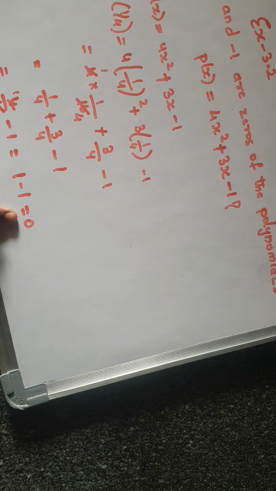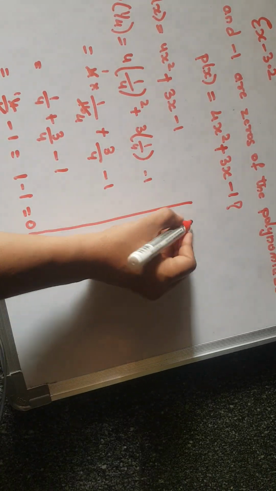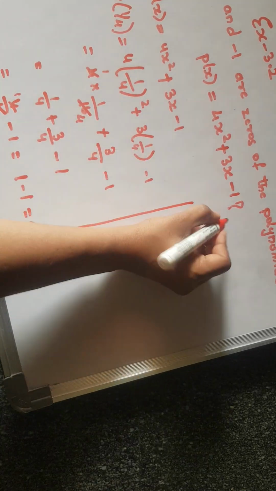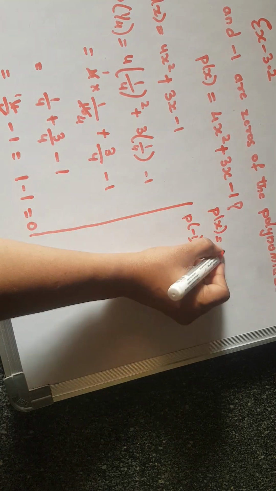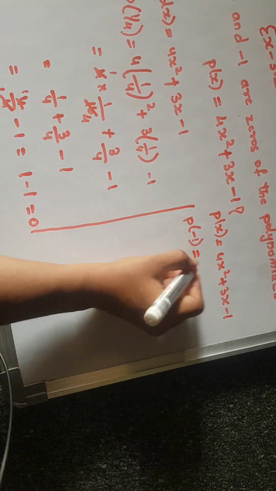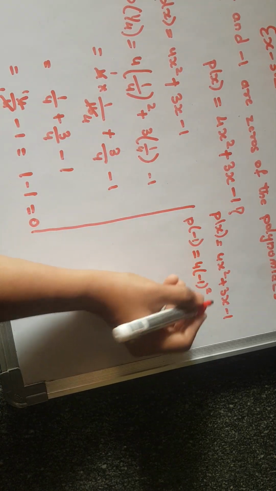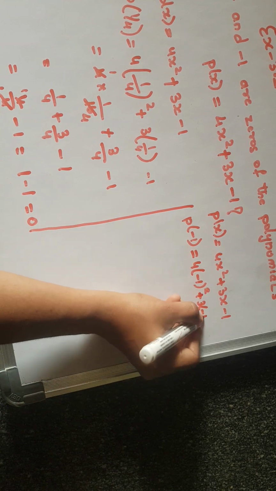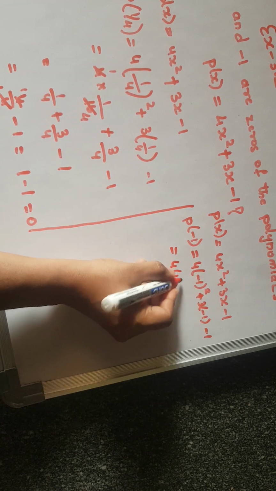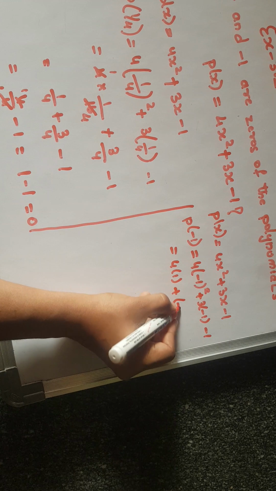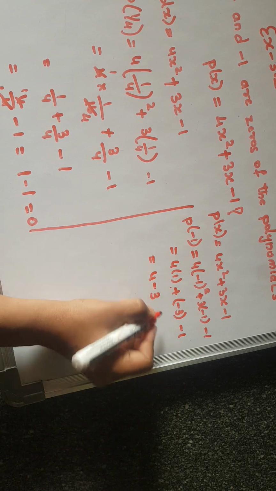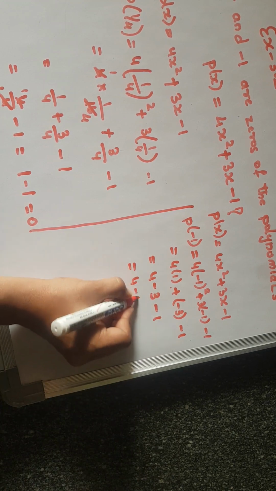Similarly, we have to find p of minus 1 and put it in this equation. What is the equation given? P of x equals 4x square plus 3x minus 1. So we have to put 4 into minus 1 whole square plus 3 into minus 1 minus 1. 4 into minus 1 whole square means 4 into 1, plus 3 into minus 1 becomes minus 3, and this is minus 1. So 4 minus 3 minus 1, this value becomes 4 minus 4.